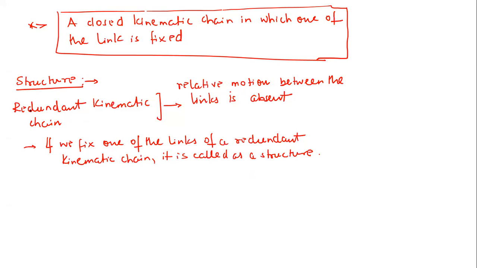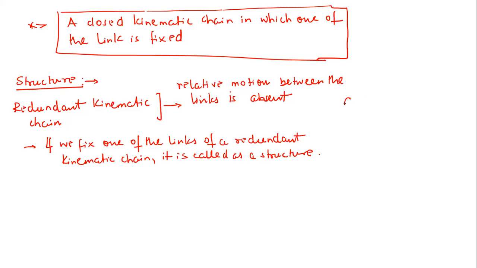Generally we are referring to this as a redundant kinematic chain, but don't get confused, you can assume that this is not a kinematic chain at all. We know that if it has to be a kinematic chain, there must be some relative motion between the links. Since there is no relative motion between the links, we can say it is not a kinematic chain at all, but generally we refer to it by a different name, redundant kinematic chain. So if we fix one of the links of a redundant kinematic chain, then it becomes a structure. Let me give you one example.